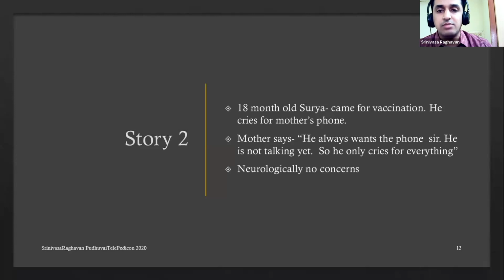Story two is 18-month-old Surya who has come for vaccination. And as he enters the room, you find that the mother has snatched away the phone from his hand and he started crying. And mother says, "Yappo pathalum phone da venungran sir. Innum pesa matengran, edu venumnalum he's crying. He's only crying for everything to indicate his need." And on examination, neurologically, you find there are no concerns with the child. He has not had any perinatal risk factors.